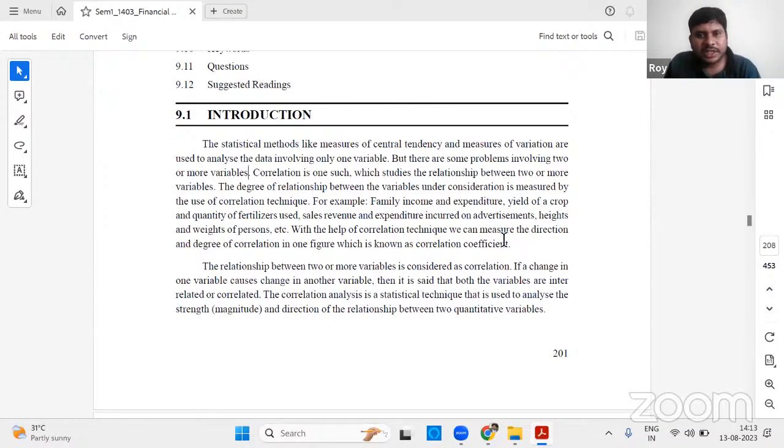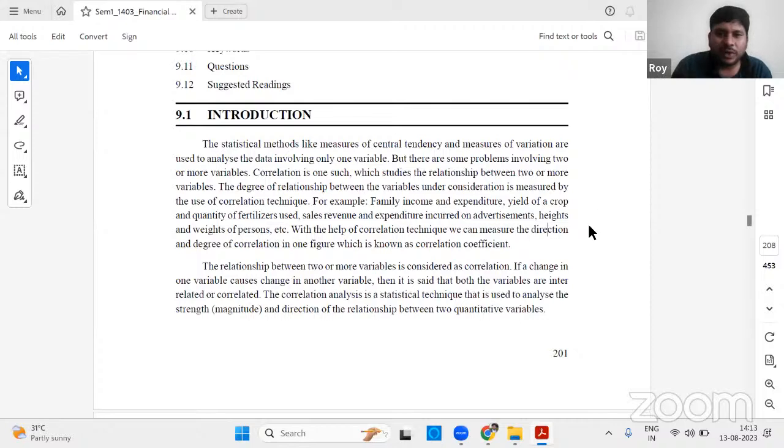With the help of correlation technique, we can measure the direction and the degree of correlation in one figure. How it is correlating, the direction, and how much the degree of correlation is, in one figure, which is known as the correlation coefficient.